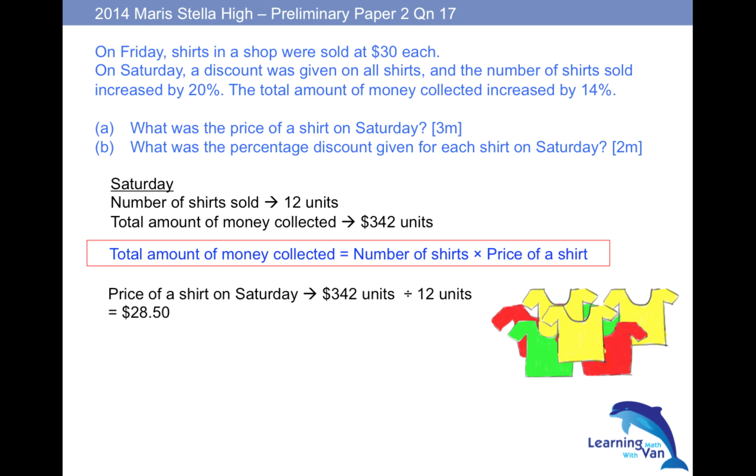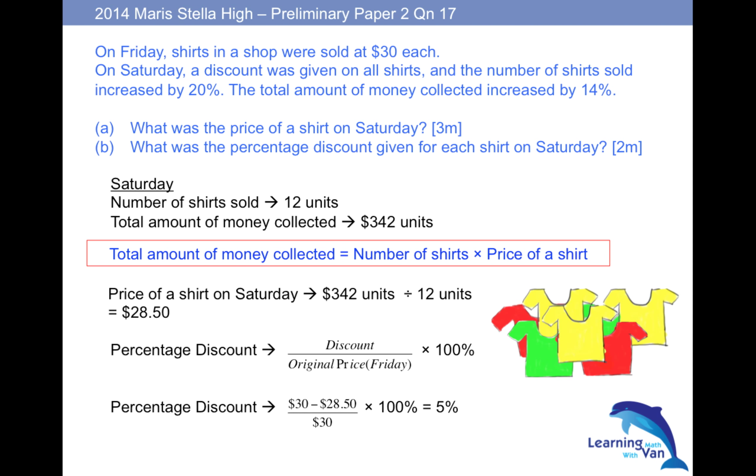So for the percentage discount given for each shirt, of course you must find out what the discount is. From $30 to $28.50, there's a drop of $1.50. And the denominator is the original price on Friday, because now you have a percentage discount, so it must be a higher price prior to that, right? Otherwise there shouldn't be a discount. So over the original price on Friday will give you 5%. So that's it. Simple as that. 5 marks, easily conquered, right?